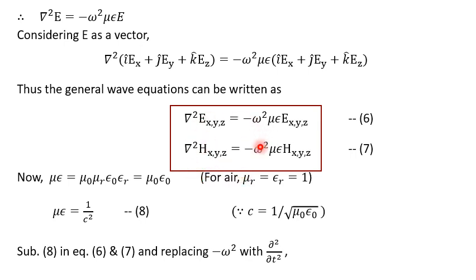Now you can also rewrite the wave equations in terms of the speed of light. Here we know that mu epsilon can also be written in terms of the absolute and relative permeabilities and permittivities as mu epsilon is equal to mu naught mu r into epsilon naught epsilon r. Now for air, the relative permeability and permittivity are equal to 1. So this expression reduces to mu epsilon is equal to mu naught into epsilon naught, where mu naught and epsilon naught are the absolute permeability and permittivity of the medium.